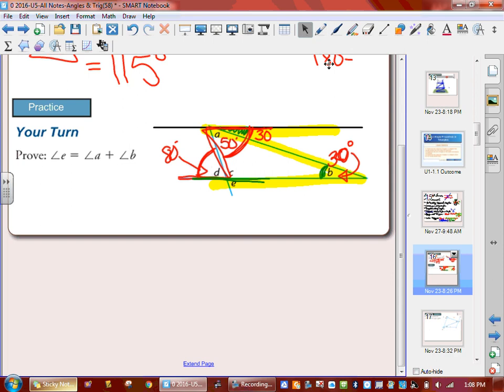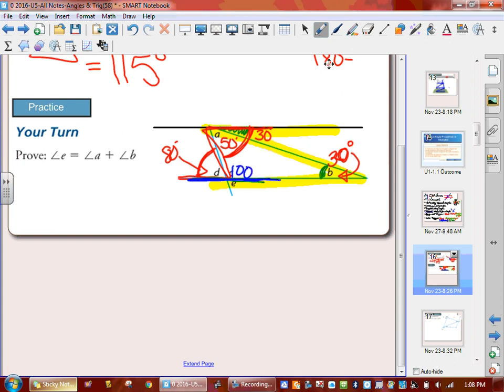They have to form what? A straight line. So how can I find the number for C if I know D? A straight line should add to how big? 180. So how do I find C if I know 80? You're going to subtract. So this guy should equal 100 degrees.